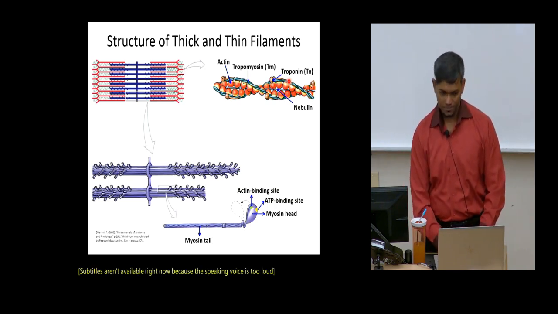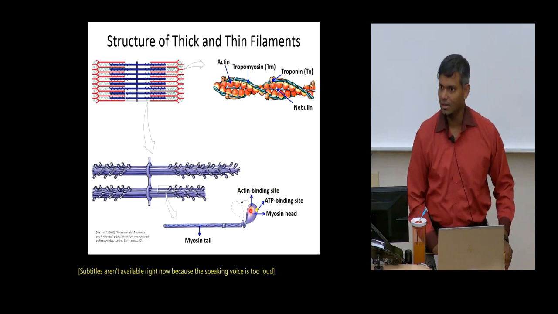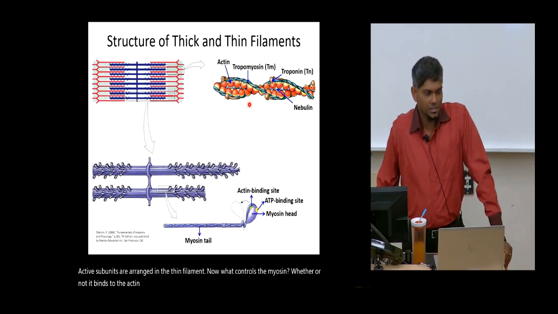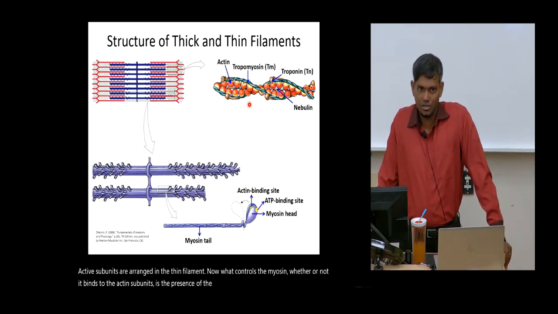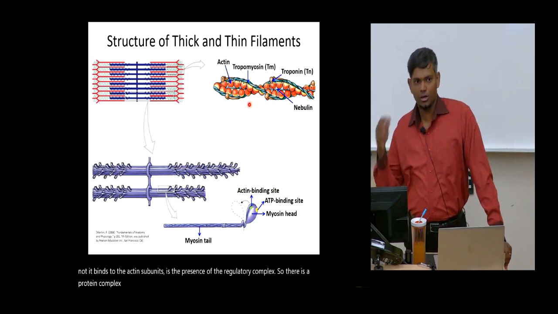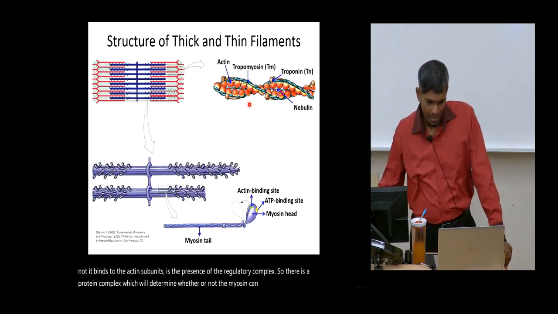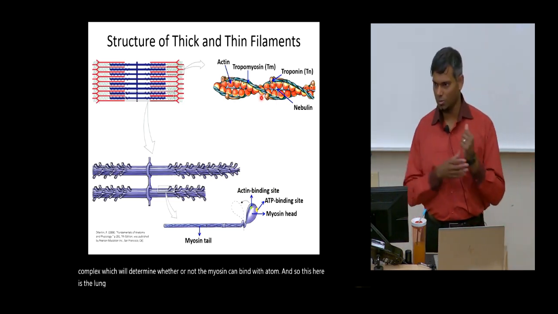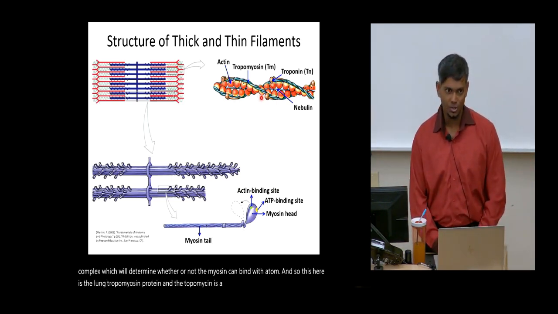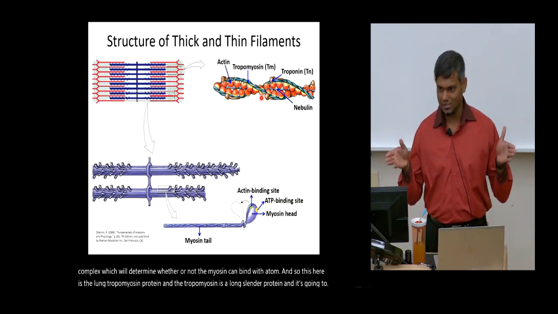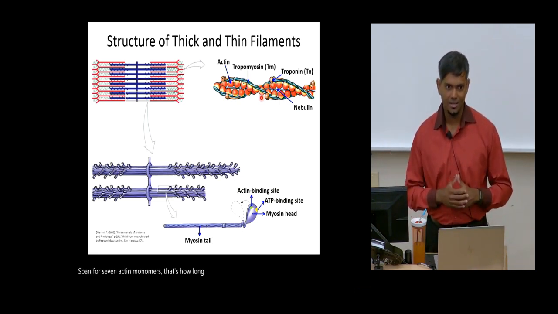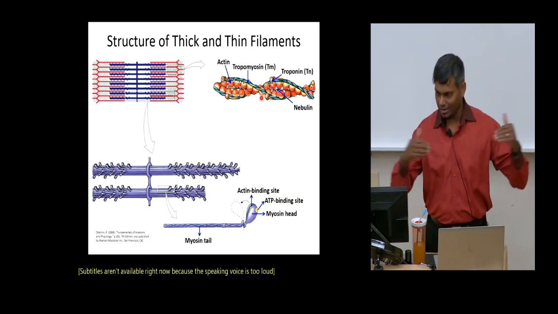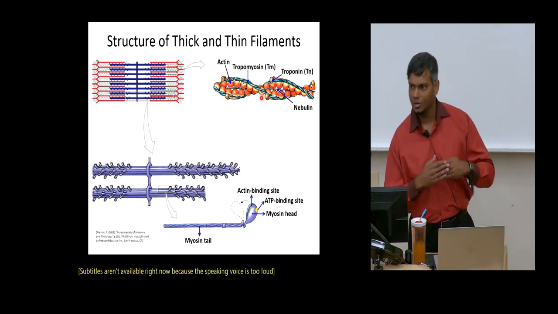Now, what controls whether or not the myosin binds to the actin subunits is the presence of the regulatory complex. So there is a protein complex which will determine whether or not the myosin can bind with actin. And this here is the long tropomyosin protein, a long slender protein that spans 7 actin monomers. That's how long it is. These tropomyosin proteins are arranged head to tail, and there's a slight overlap between the tropomyosins.